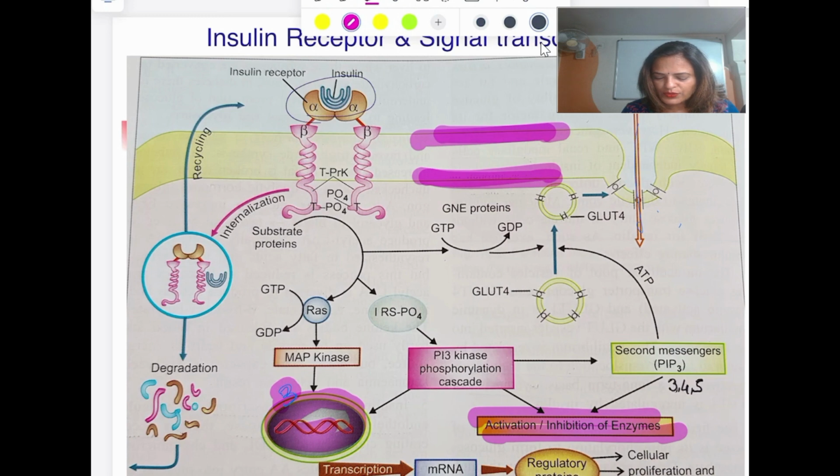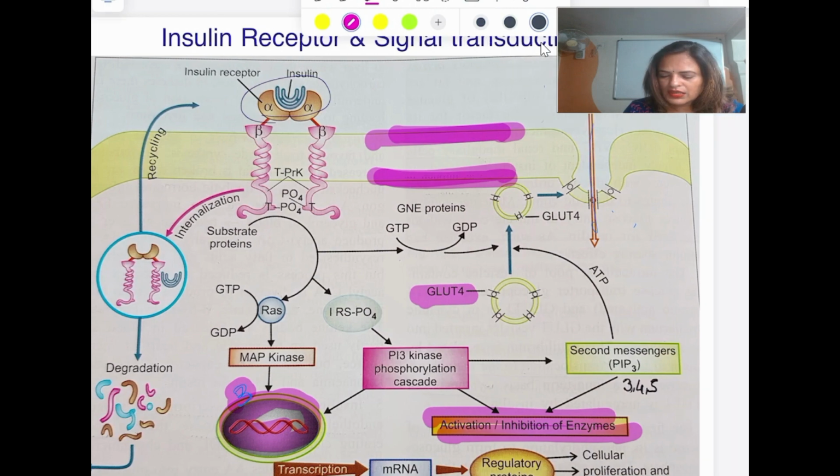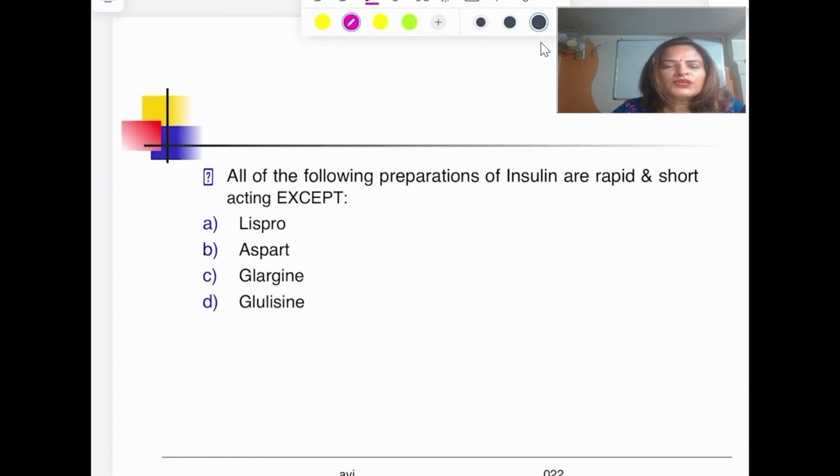Which kind of genes? Those which cause increased synthesis of GLUT4, the glucose transporter 4. This transports glucose from the plasma into the cell. So you can watch that video if you want to see in detail how insulin acts. In the next video, I will be taking the therapeutic uses and the various adverse effects or reactions of insulin. Just revising so far the different types of insulin, with a few multiple choice questions.